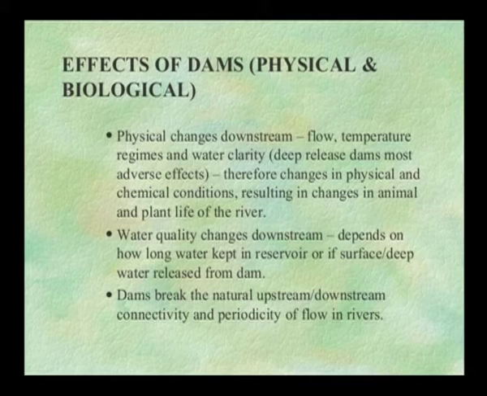Dams break natural upstream and downstream connectivity and periodic flow in the rivers. Usually how rivers work is they flow from upstream, gradually reach downstream, and as they reach downstream, the soil that is collected there is considered very fertile, and that area usually becomes a delta, which helps a lot in agriculture because the soil is very fertile.